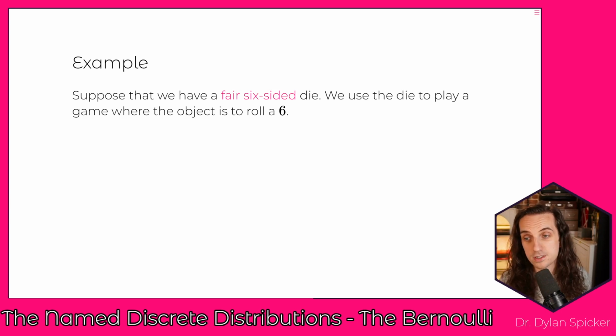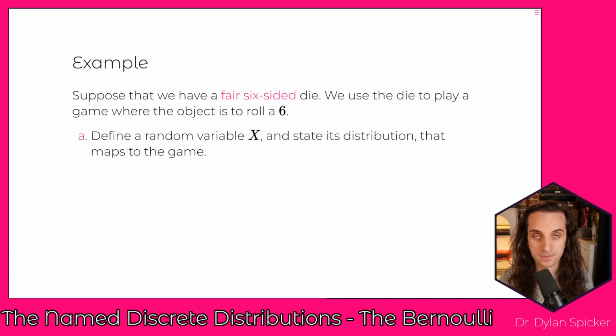Second example, suppose that we have a fair 6-sided die. We use the die to play a game where the object is for us to roll a 6. Define a random variable x and state its distribution that maps on to the game. Well, in the game, we can either win or we can lose. Right? Winning is a success, and so we could make that a value of 1. Losing is a failure, so we could make that a value of 0.